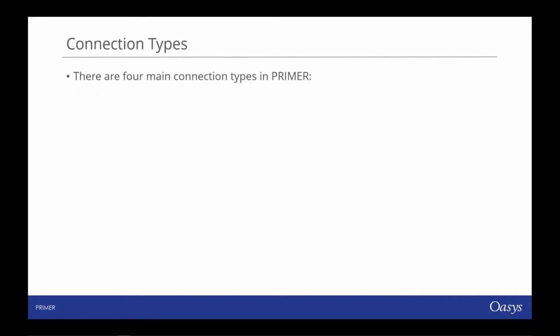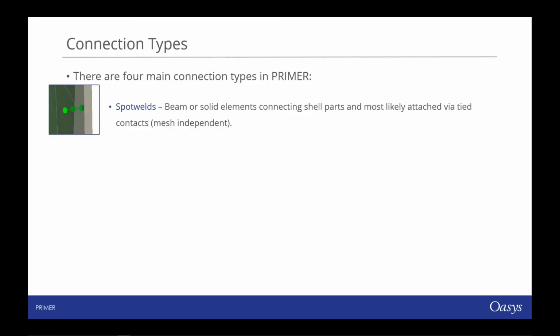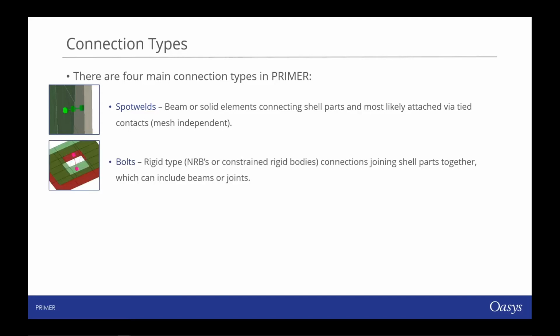Now within Primer there are 4 main connection types. One of them is spot welds, so which will be the basis of today's webinar. And these are beam or solid elements that connect shell parts, and they're usually connected via a tied contact. So they're mesh independent. You create the FE entities in isolation, and then you need to generate a contact to basically stick the panels together. And we'll cover how you'd use the connection tool to do this today.